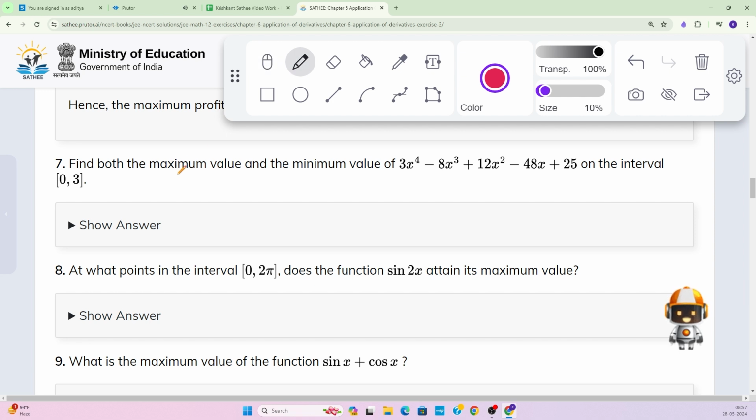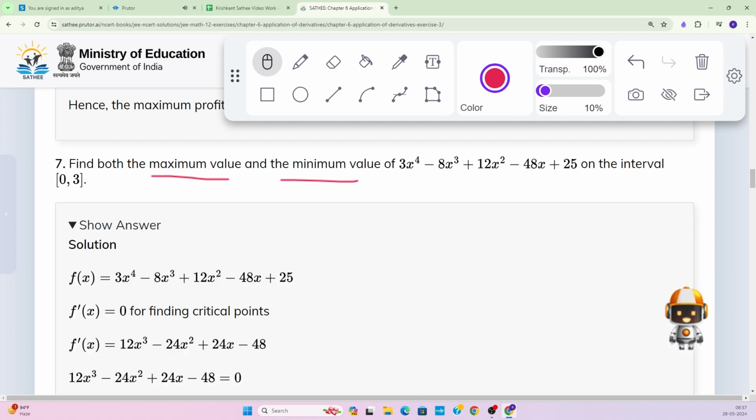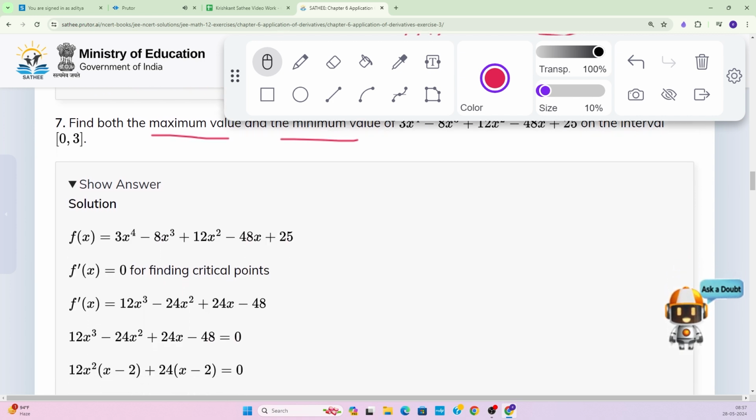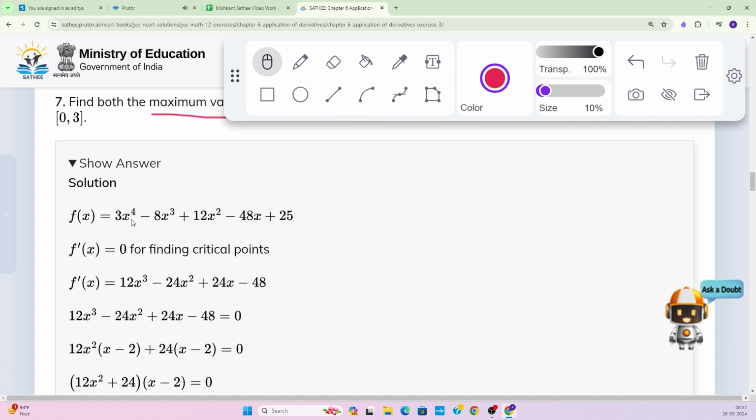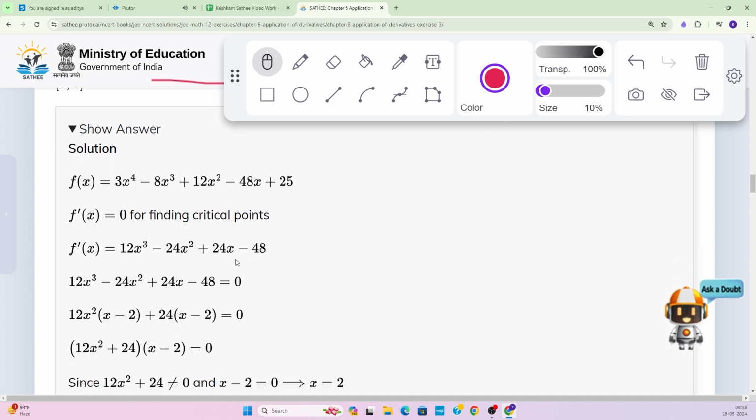Seventh. We have to find the maximum value and the minimum value of this expression on the closed interval 0 to 3. The obvious thing is to find the first derivative and put it equal to 0 for critical points. You will get 12x cube, minus 24x square, plus 24x, minus 48. Taking 12 common, what you will get?